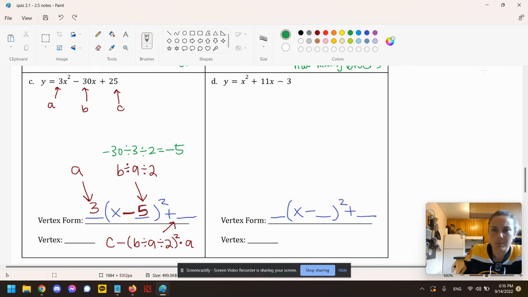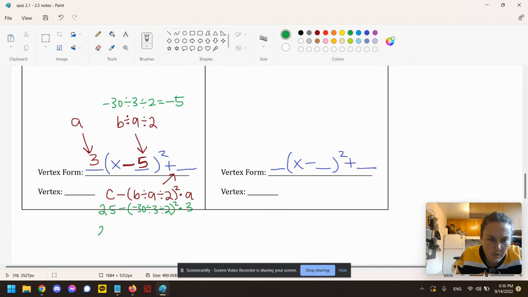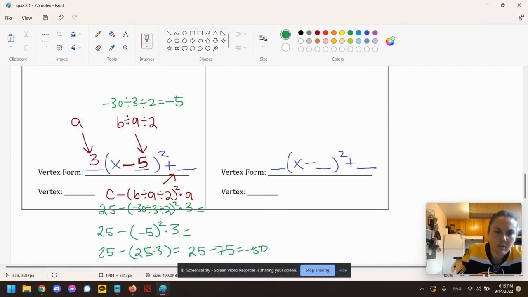All right, so here for our example, we've got what? 25 minus negative 30 divided by 3 divided by 2 squared times 3, which is 25 minus negative 5 squared times 3, which is 25 times 3, which is 75, which is minus 50. So I think this should be minus 50. Let me erase this plus. Boom, boom, boom.